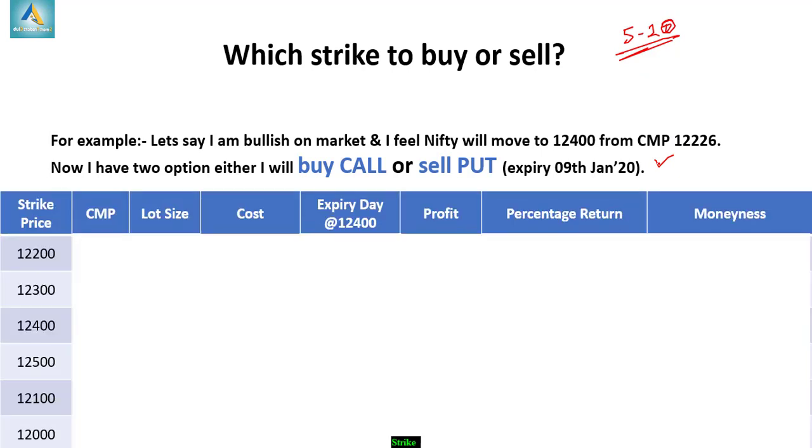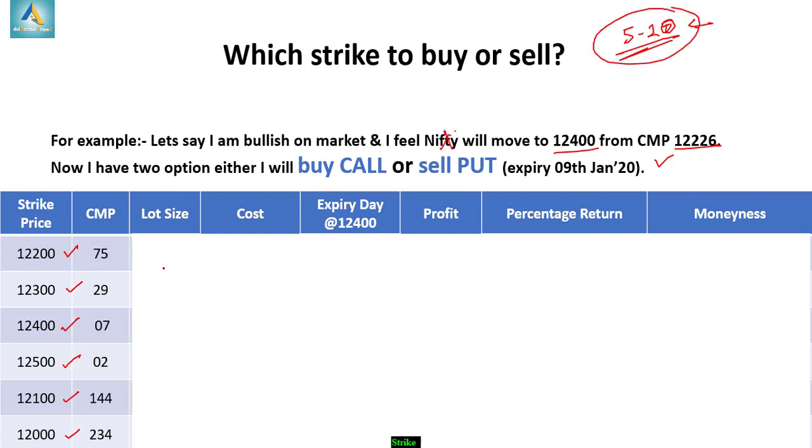Let's move ahead now. Since I'm talking about 12,400, 12,226, let's say I have these strike prices which I can buy: 12,200, 12,300, 12,400, 12,500, 12,100 and 12,000. These are the strike prices I can consider if my view is from 12,226 to 12,400. The current market price of the 12,200 call option is 75, 12,300 is 29, 12,400 is 7, 12,500 is 2, 12,100 is 144, and 12,000 is around 234.